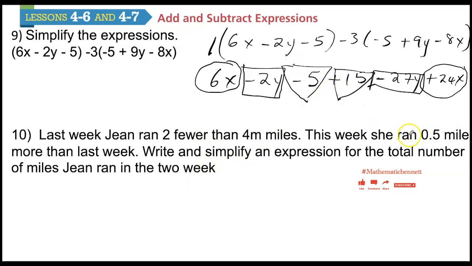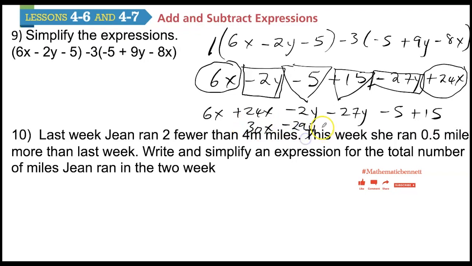Now I can rewrite this expression combining like terms. So we have 6x plus 24x minus 2y minus 27y minus 5 plus 15. When we combine the like terms, we get 30x minus 29y plus 10. So this would be our answer.